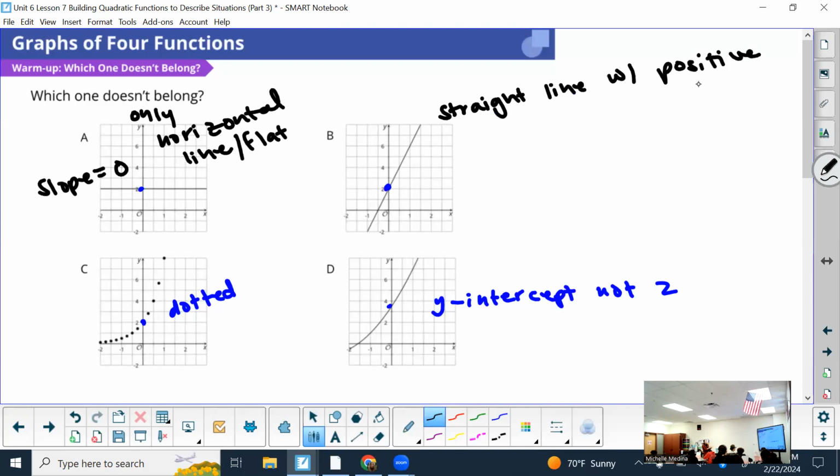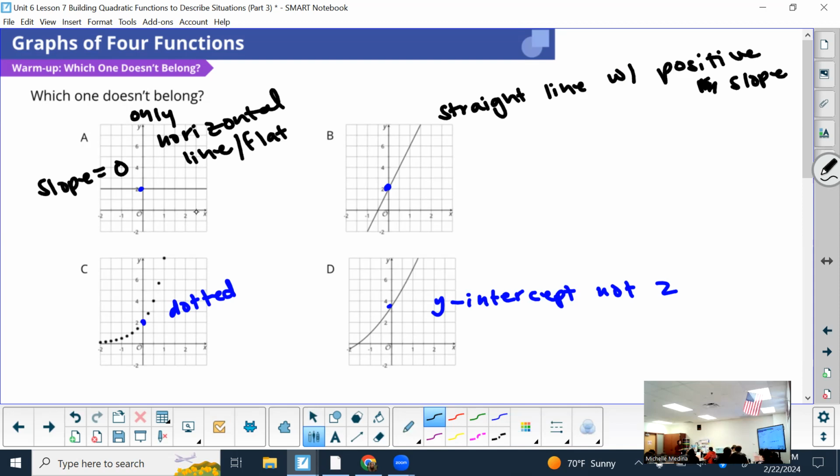Can anyone give me any other reasons it doesn't belong? Are you sure there's no other ones that are? A is also linear. But anyone else? I think that's good. All right, you used a lot of your vocab, so that's really what we search for in these which-ones-don't-belong.